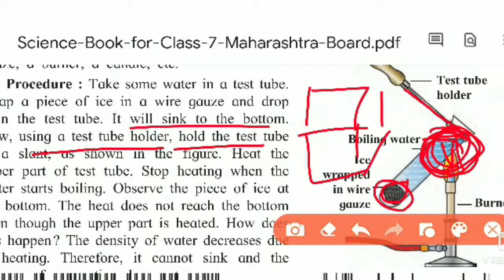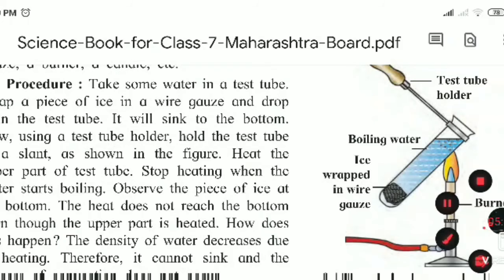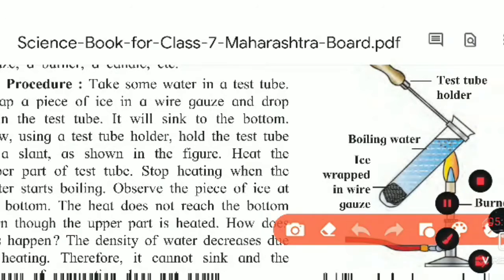The water starts boiling, but the ice at the bottom of the test tube remains as it is. Why does it remain as it is? The reason behind it is, observe the piece of ice at the bottom. The heat does not reach the bottom. The heat does not reach from here to here.